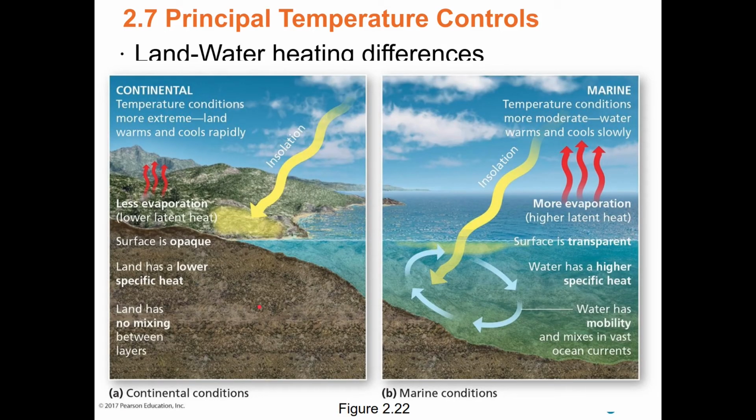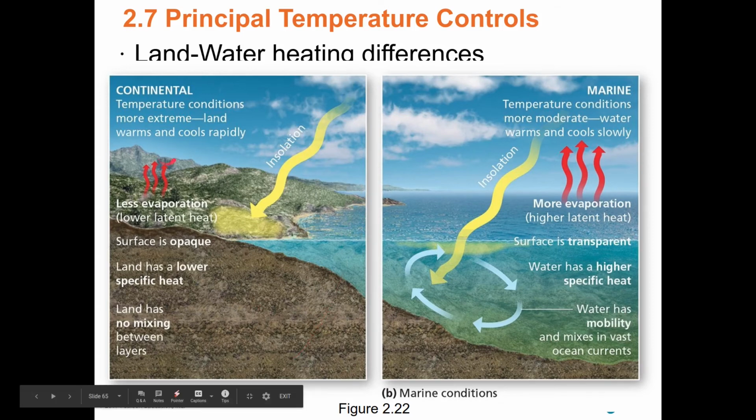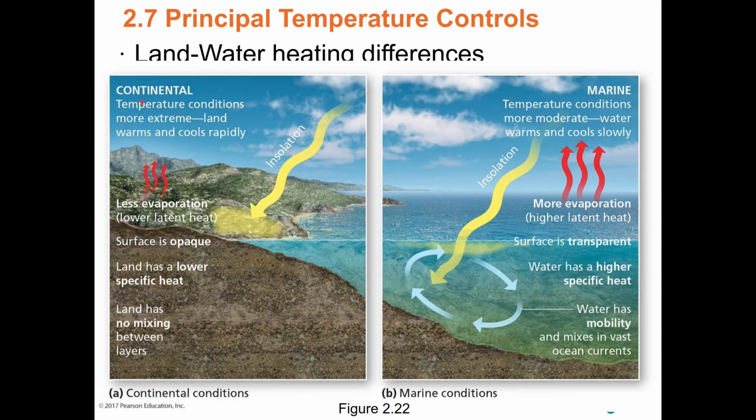So here are the land-water heating differences, and all of them just get lumped into the category of continentality. Places inland have lots of land, so they have a big range. Places on the coast have a small range because the water doesn't change temperature a whole lot. And let's go through the reasons.